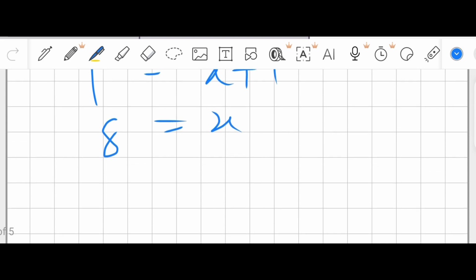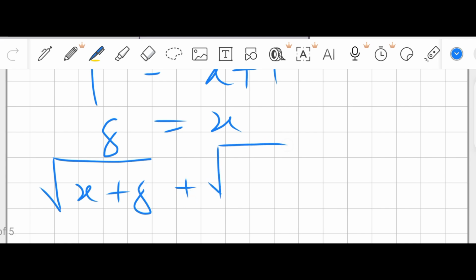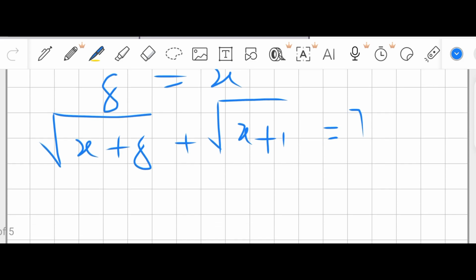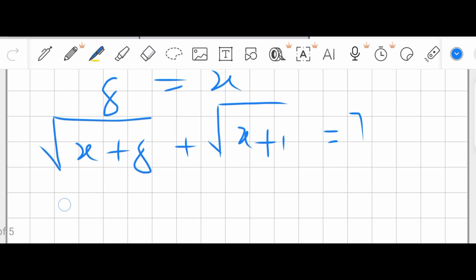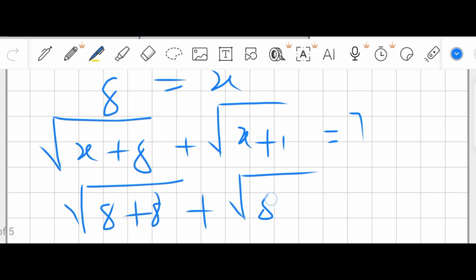Now let's verify from our question. Remember, our question stated that root x plus 8 plus root x plus 1 should be giving us 7. What is the value of x we are getting? We are getting 8. So it means the first radical will be root of 8 plus 8, plus root of 8 plus 1, should give us 7.